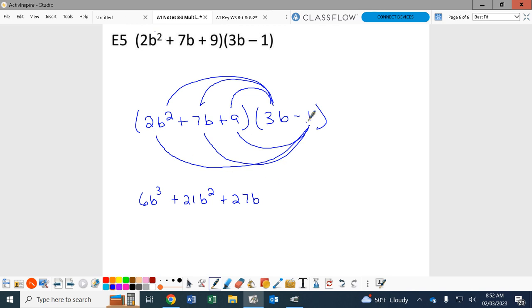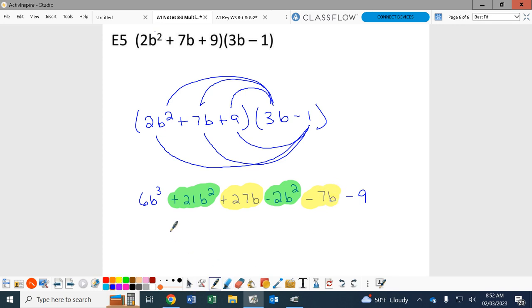So negative 1 times 2b squared is going to be minus 2b squared. Negative 1 times 7b is going to be minus 7b. And negative 1 times 9 is going to be minus 9. I'm going to highlight the like terms so you can start thinking about combining those. Okay, here we go.